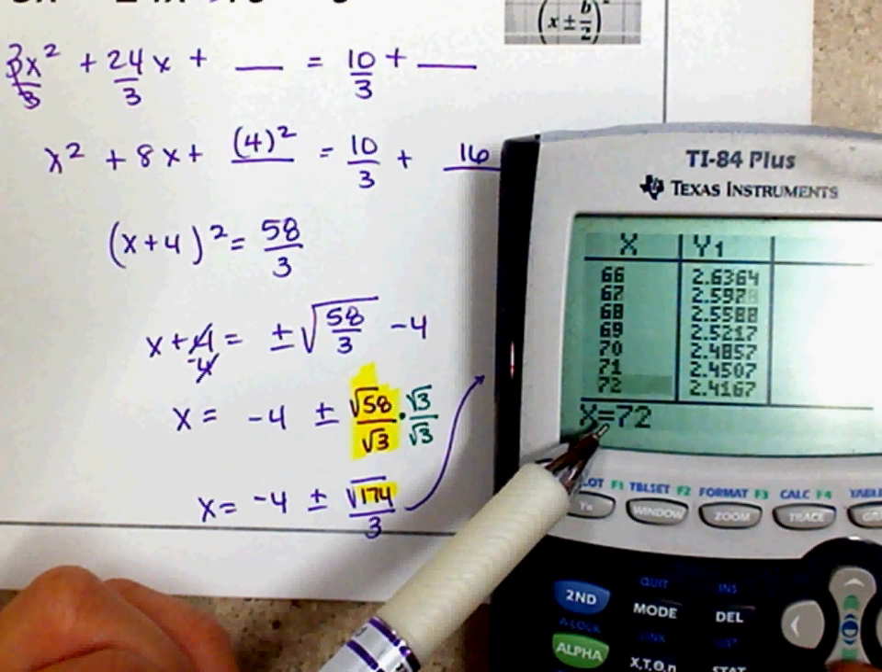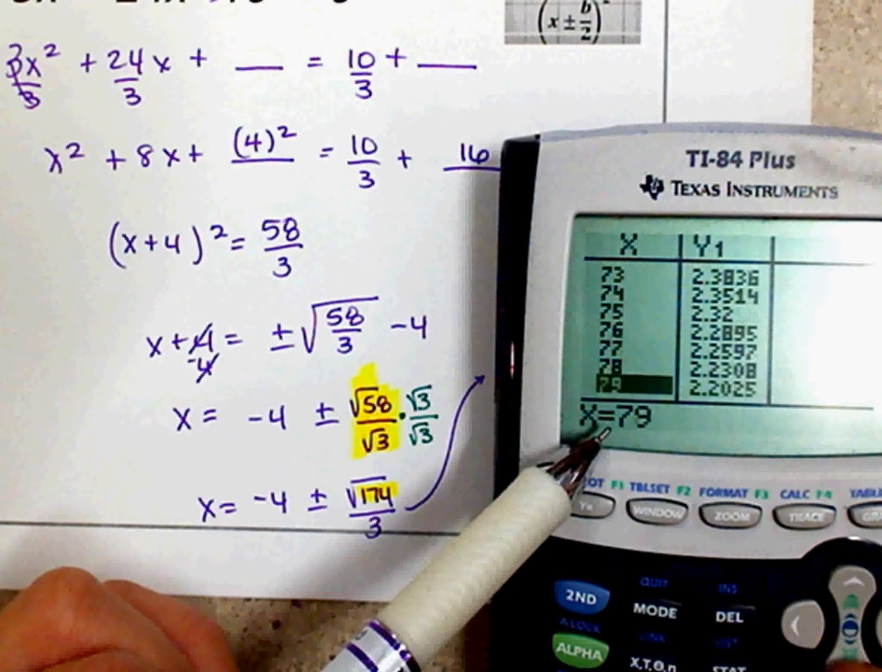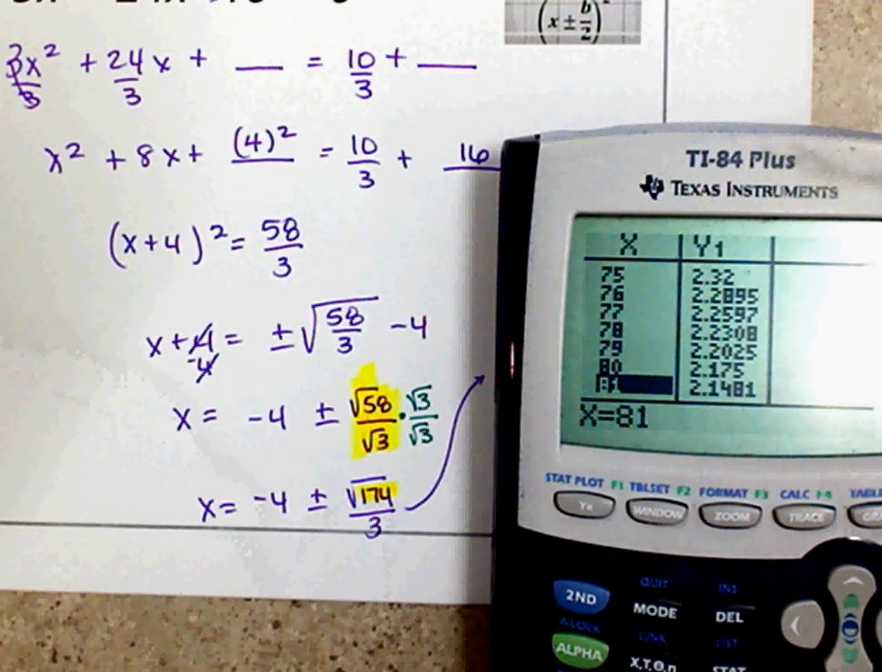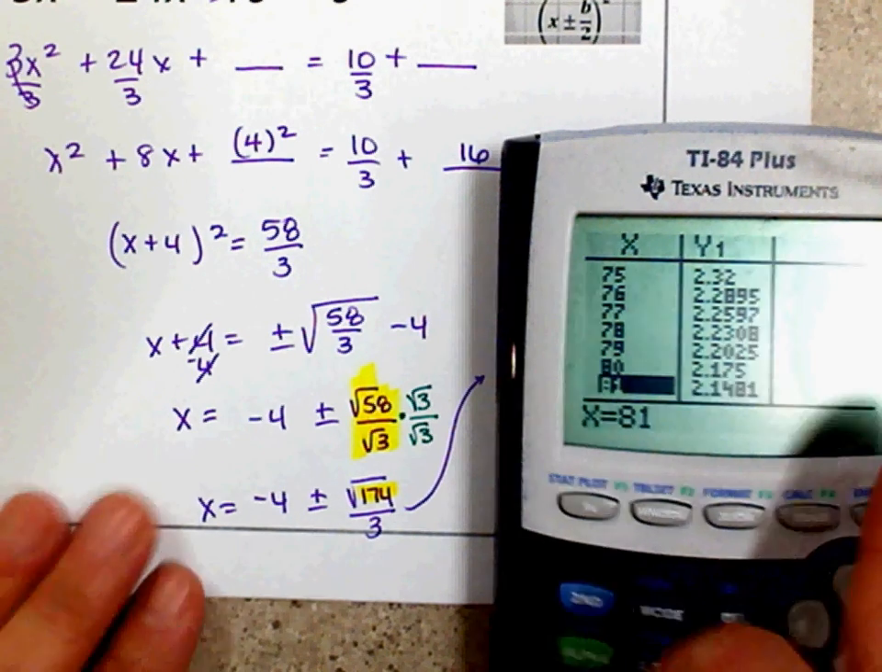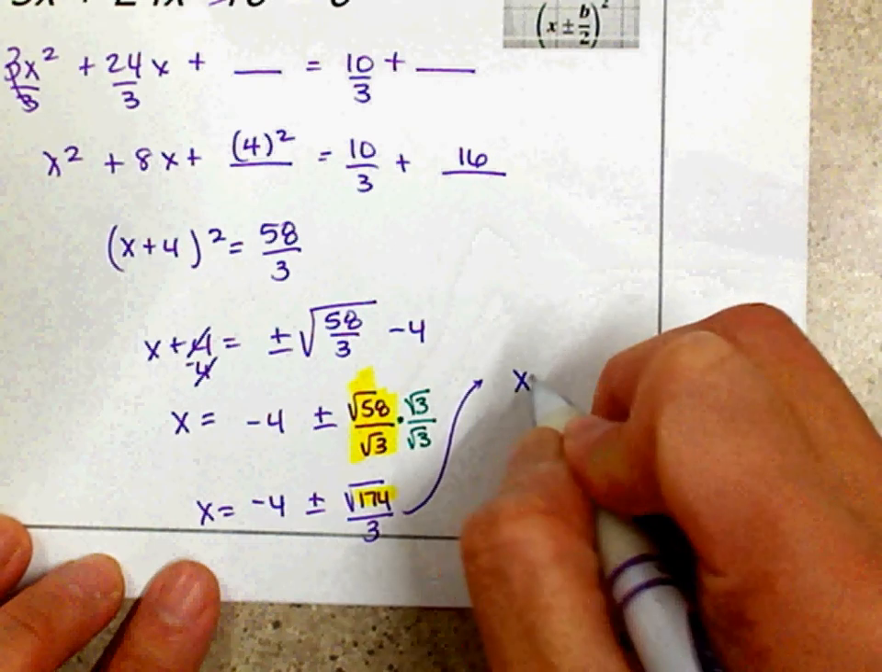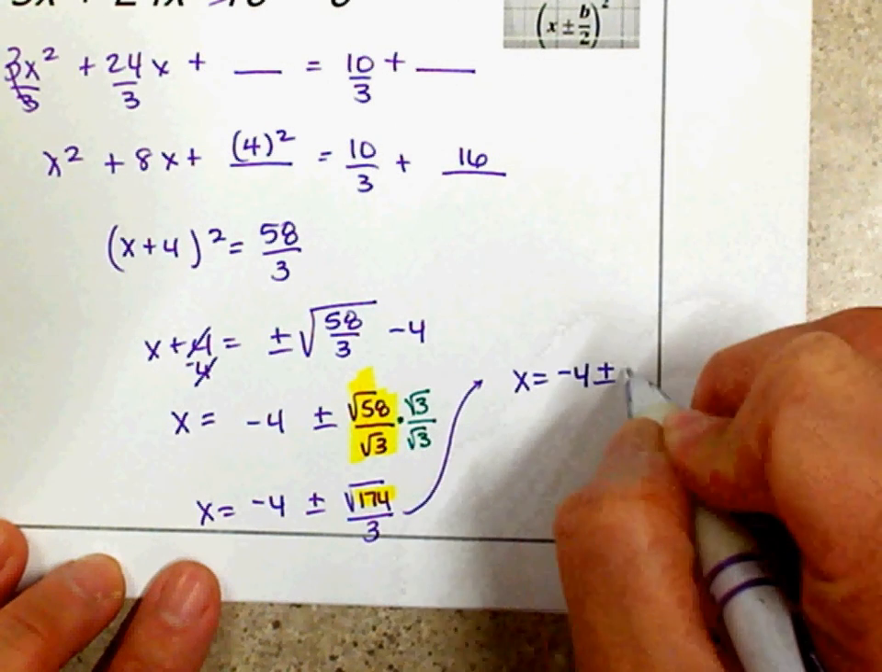Notice there's none. So your final answer is x equals negative 4 plus or minus square root of 174 divided by 3. There are your two answers. Okay? But always double check.